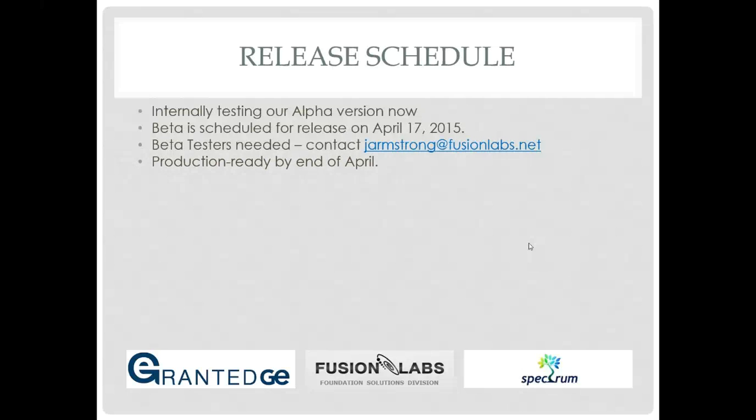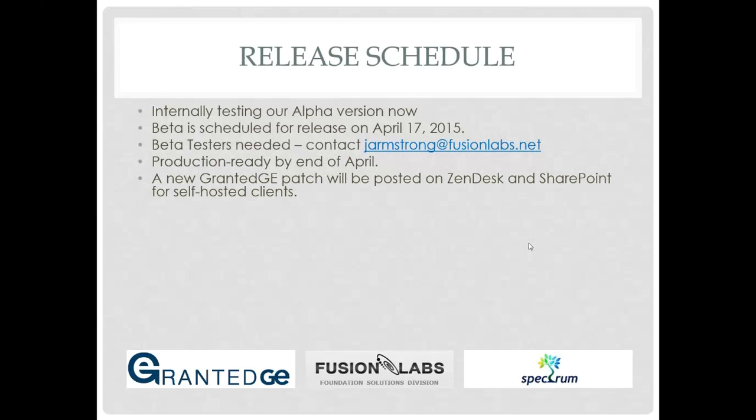Beta testing typically takes about 2 weeks. So if we're going to release beta on April 17th, then unless we find something big, we're going to be releasing production at the end of this month. And then at that point, we'll go ahead and put a new Granite GE patch and a new Granite GE install program out on Zendesk and SharePoint.